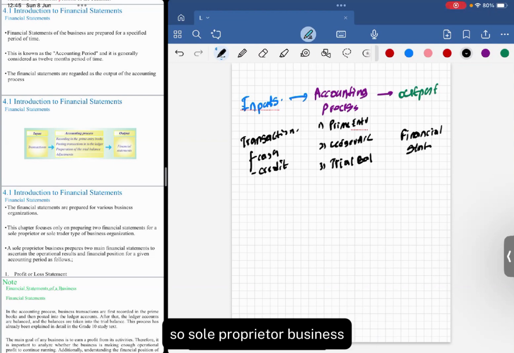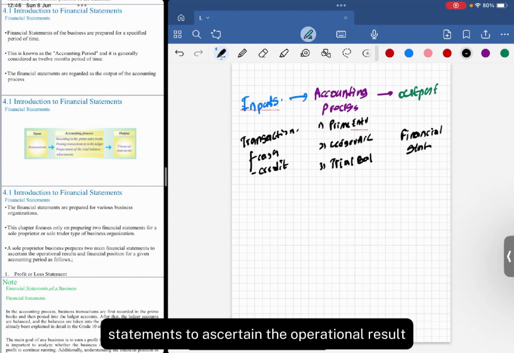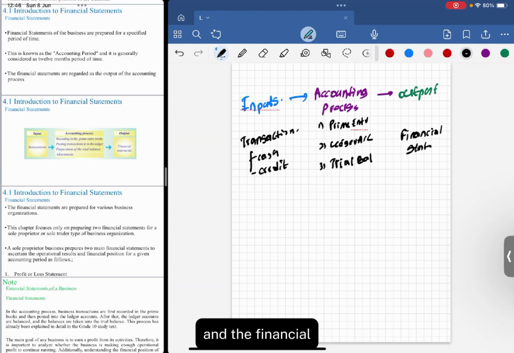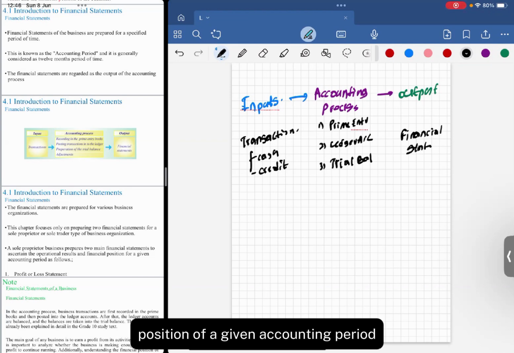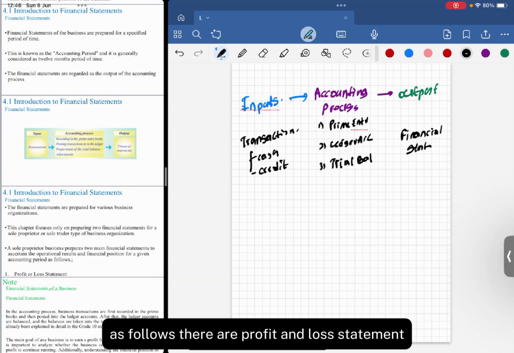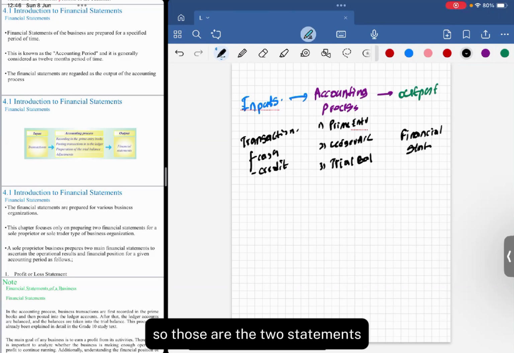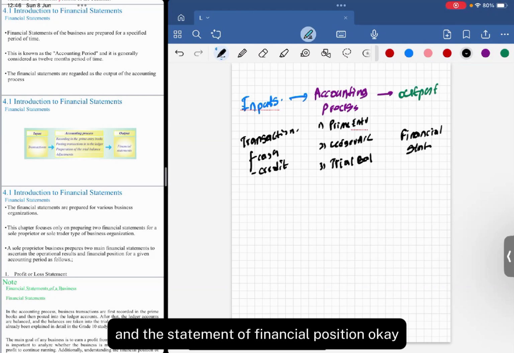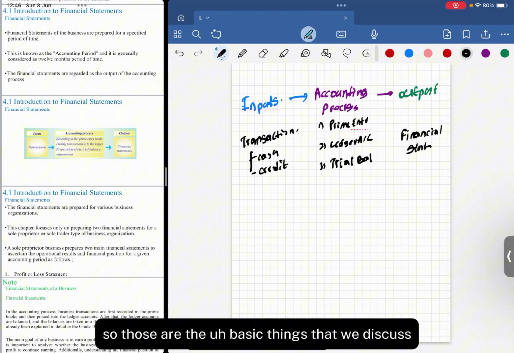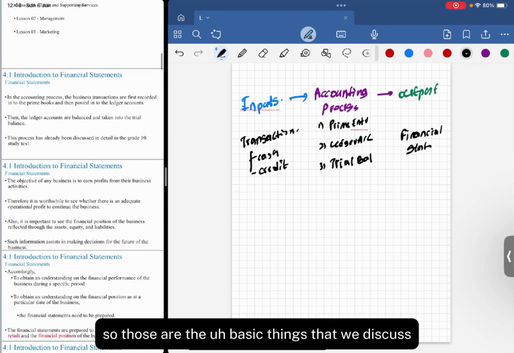Okay, so sole proprietor business prepare two main financial statements to ascertain the operational result and the financial position of a given accounting period as follows. They are profit and loss statement and the statement of financial position. Okay, so those are the two statements, and those are the basic things that we discussed.